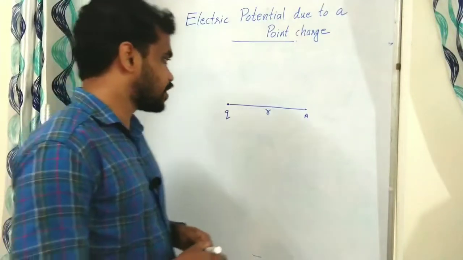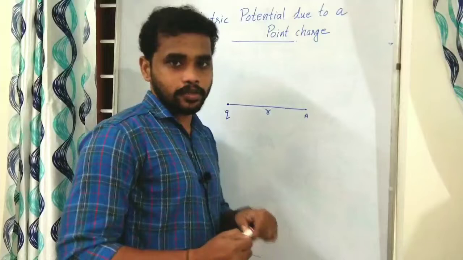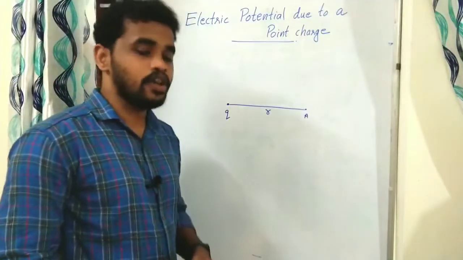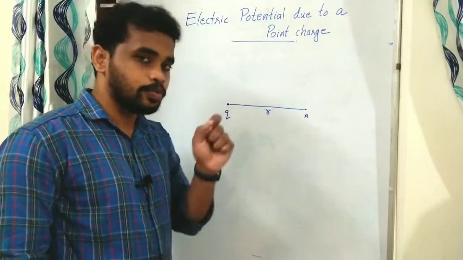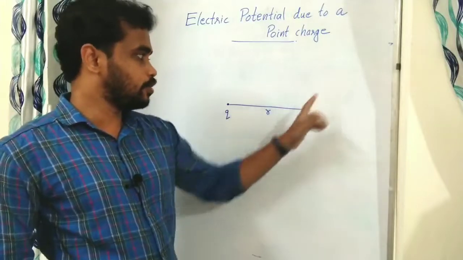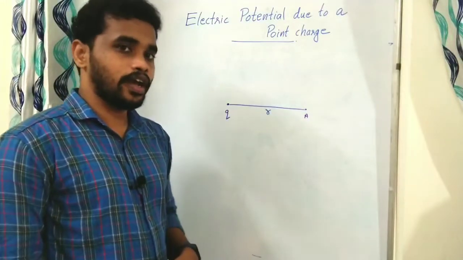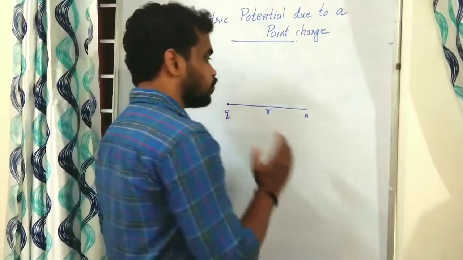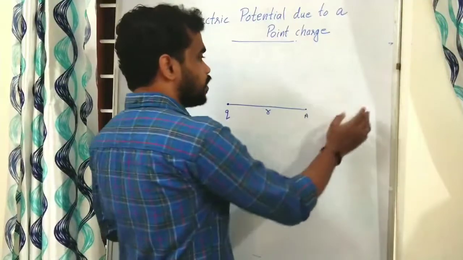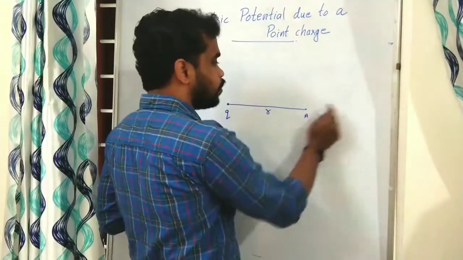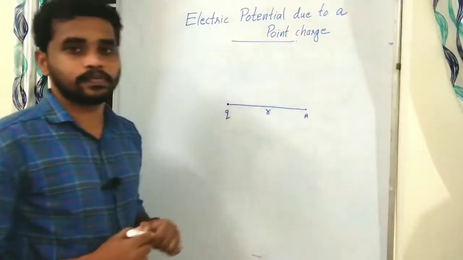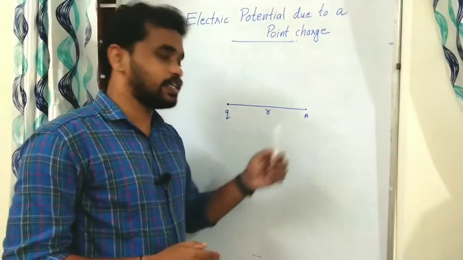For finding the potential at point A, you know that the potential at a point is defined as the work done to bring a unit positive charge from infinity to this point. Therefore, I have to find how much work has to be done to bring a unit positive charge from infinity to this point. That gives the potential at this point.